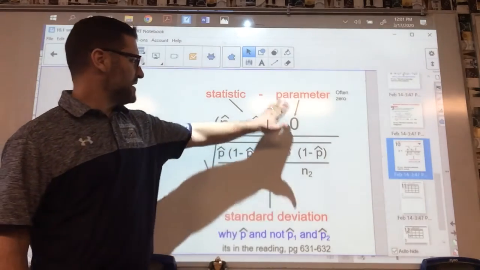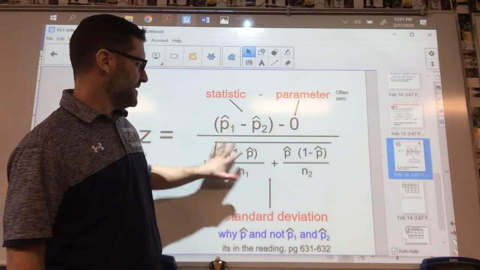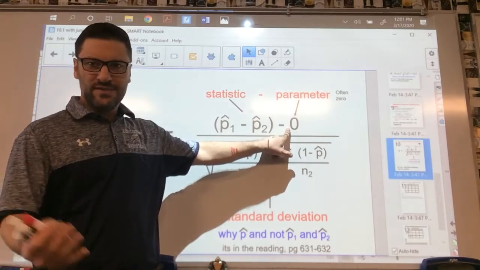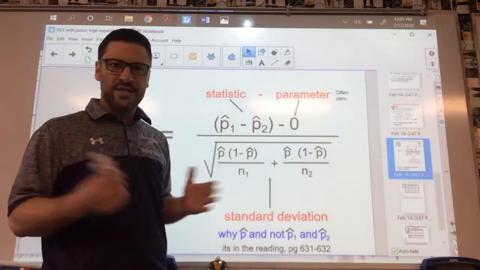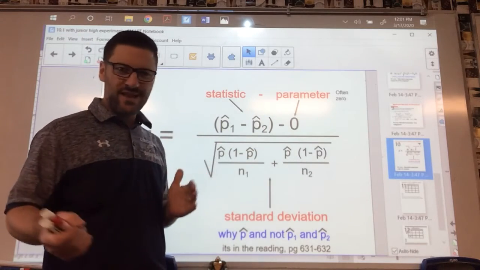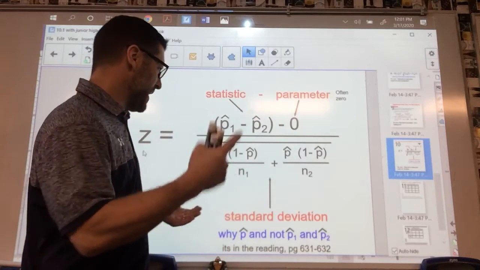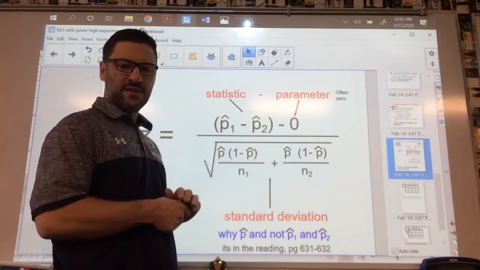So what I'm telling you here is this is going to be pretty standard, and the parameter value we're going to state as 0 because that's what we're testing. Is it more than 0? Is it less than 0? Where does it appear along that scale around 0? And we'll be able to do some significance testing with that.